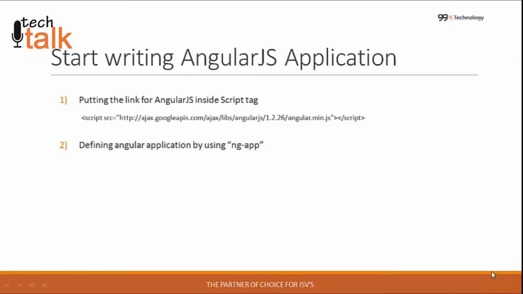So let's see how we can write our own application with Angular framework. Basically, you have to do two things. First, you have to include the location of AngularJS under a script tag. And then you have to define your AngularJS application by using the special Angular directive called ng-app. So let's see how we can do this.